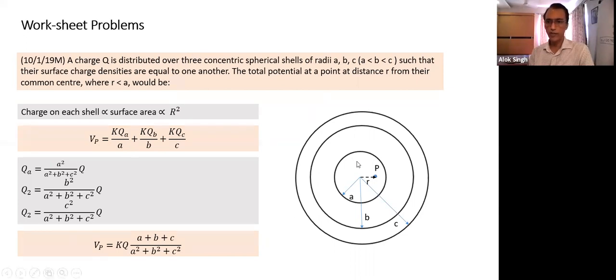Since the point P is inside, all are we clear now? Since the point is inside everywhere, rather than an R term coming everywhere in the denominator, the radius of the shell is coming in the denominator. The point P is inside all three shells, and this charge is distributed in proportion to the square of the radius. This is the charge distribution, QA, QB, QC. You substitute the values and get your potential.